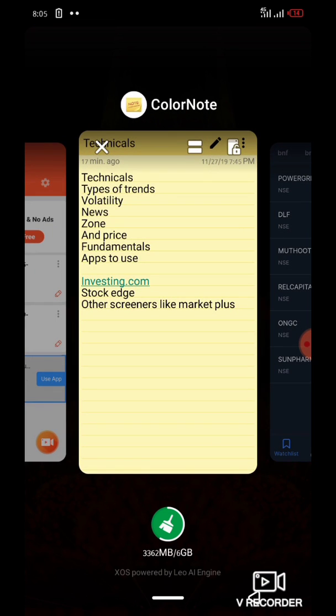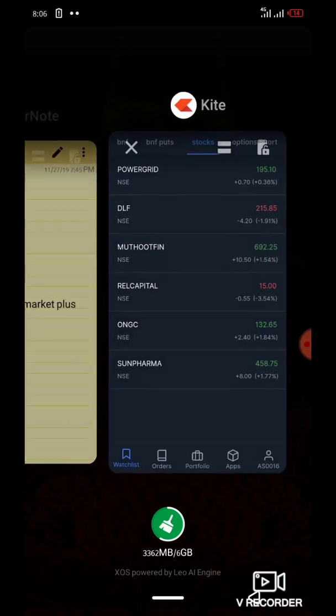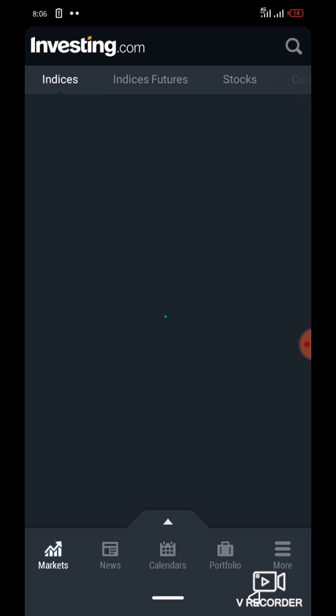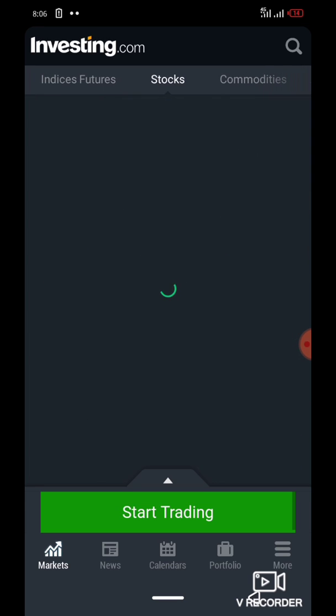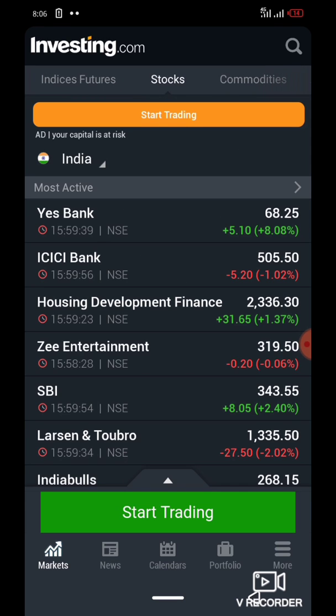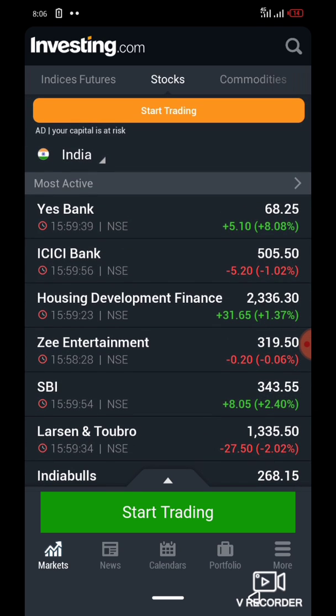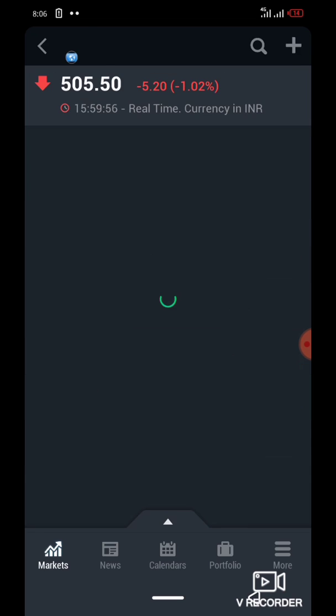And the apps to use, so I recommend people to use three applications. First of all, investing.com. Okay, so here you just see, if you want to know about any stock like ICICI Bank, right?